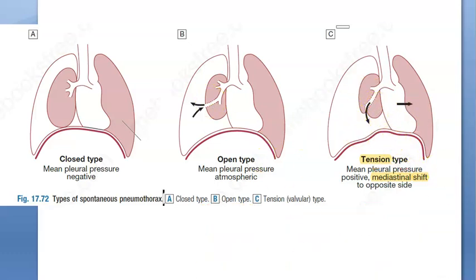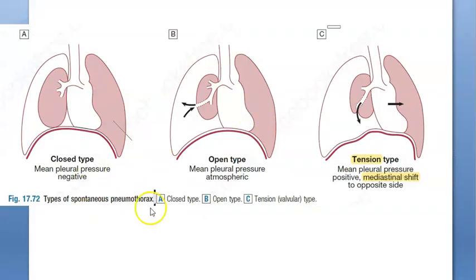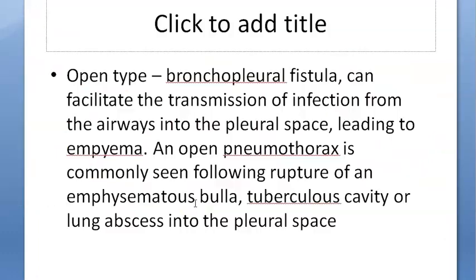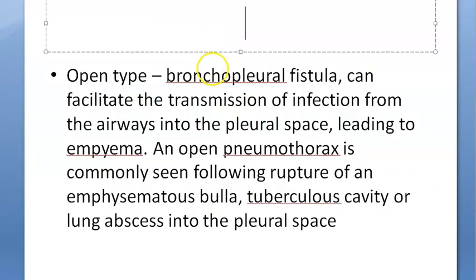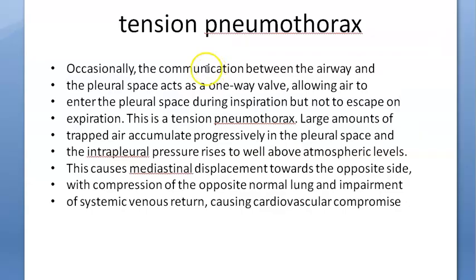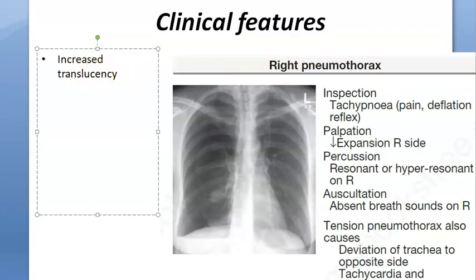So yes, that's it. Then these are the three things. We are done with the types of spontaneous pneumothorax, right? So I hope you have understood all this: closed type, open type, tension pneumothorax, everything. Now let us look at the clinical features. What do you think these people will come with?